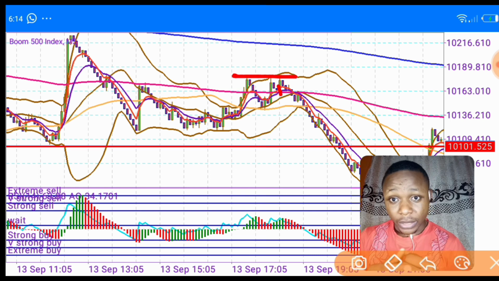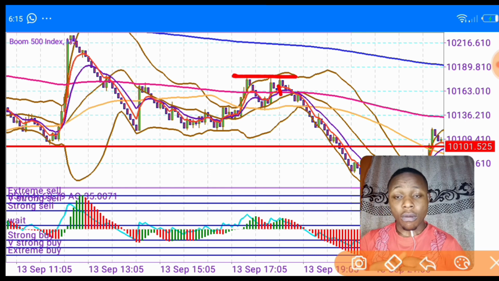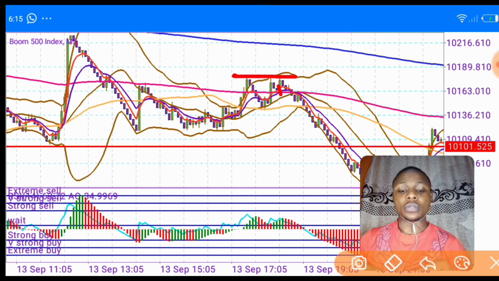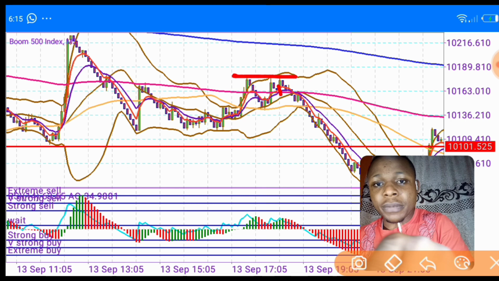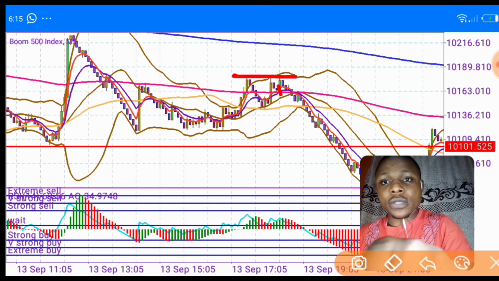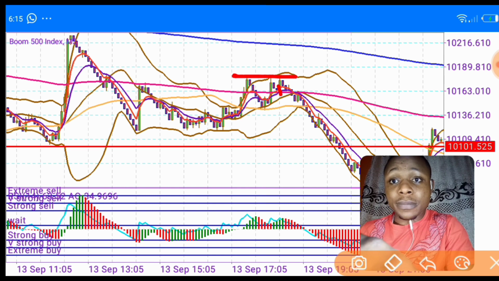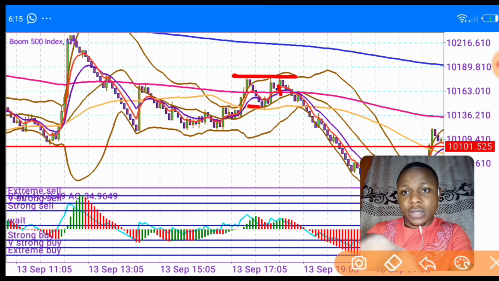You hit the door again. You couldn't break it. What will you have to do? Then you should know that you need more momentum, more power, more force. So you will have to move back like 4 feet. So that is what is happening over here. Whenever you see a market hitting a resistance or a support level and it can't break it, expect a bigger pullback.